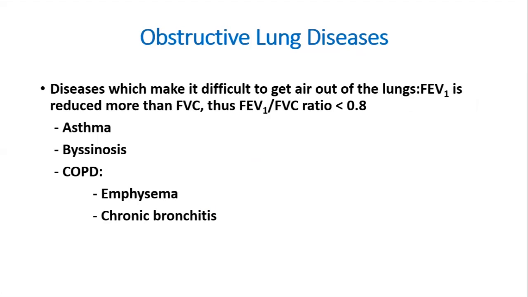For the obstructive lung diseases, they make it difficult to get air out of the lungs. Asthma, byssinosis, the classic COPD is emphysema and chronic bronchitis. So just remember that for restrictive lung diseases, it is difficult to get air into the lungs. For obstructive, it is difficult to get air out of the lungs because there's something in the tubes in the lungs that is blocking the movement.